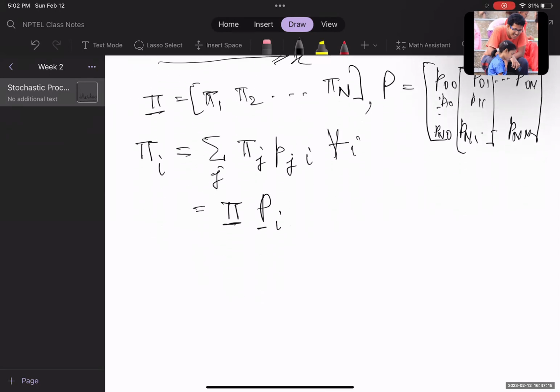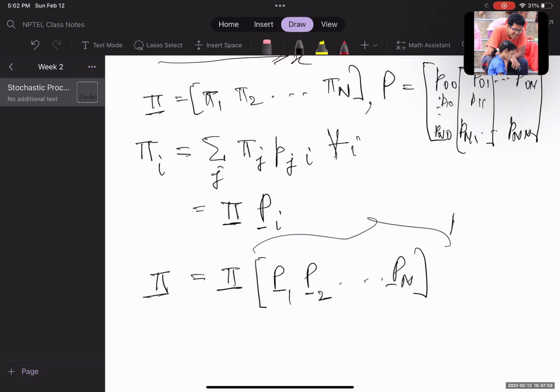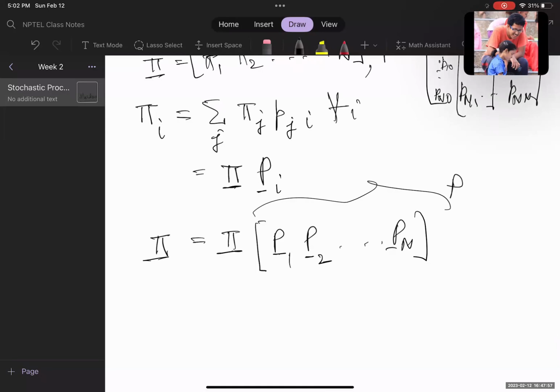You can now stack these up in row form. Again you will have pi equal to pi times the matrix. If you stack pi 0, pi 1, pi 2, pi 3 up to pi n, you will also be stacking up the columns, p0, p1, p2, all the columns stack up. And what is this? This is again the probability matrix P. So this is the steady state property: if you multiply the transition matrix with the state probabilities, you get back the same.